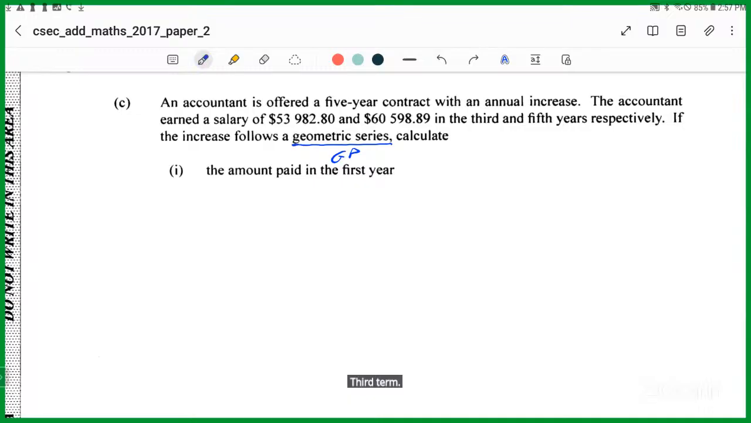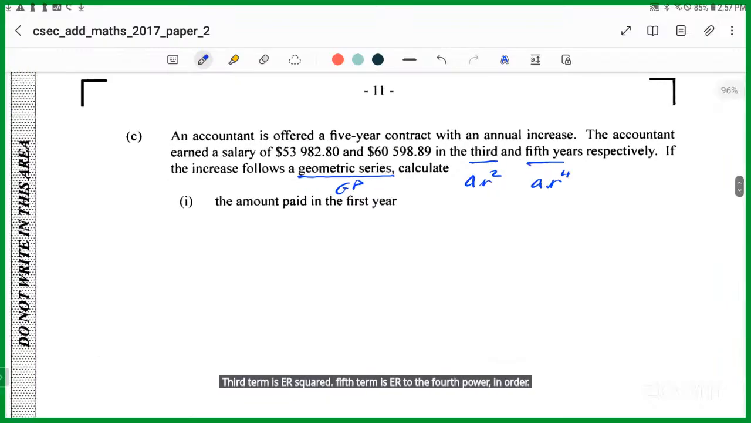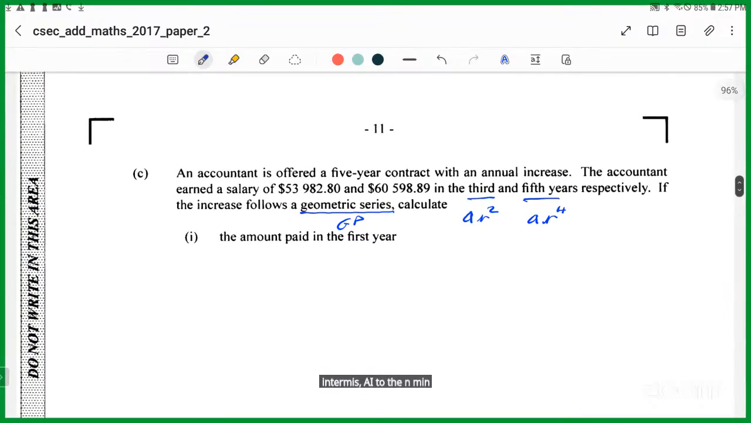The third term is AR squared. And the fifth term is AR to the fourth power. You have to know that. The nth term of a GP is AR to the n minus 1. These things you just have to know. So the third term is AR squared and the fifth term is AR to the fourth power.